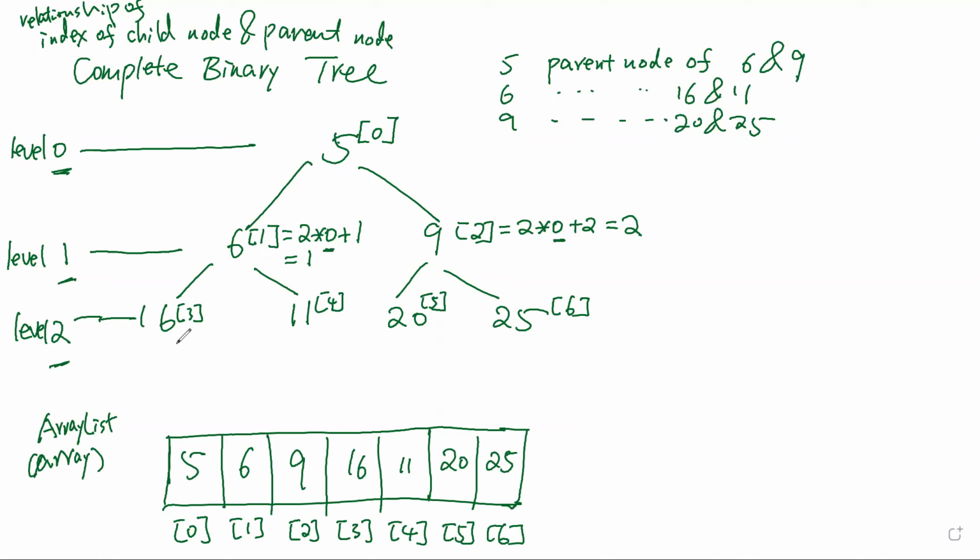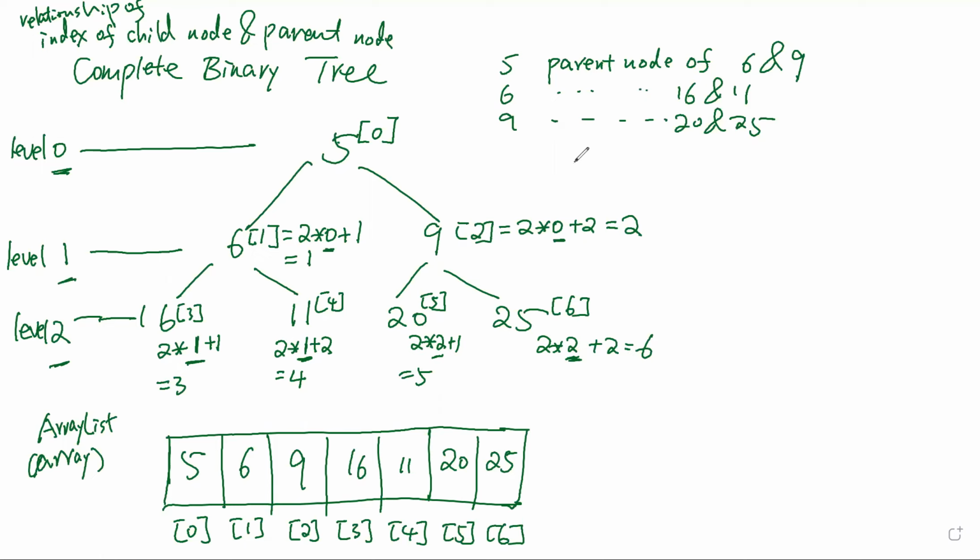And then let's take a look at 3. I can write 3 as 2 times the parent node's index, which is 1, plus 1. So this is 3. And the 4 can be 2 times 1 plus 2, so it is 4. And the 5 is 2 times 2 plus 1, so it's 5. And here is 2 times 2 plus 2, so it's 6.